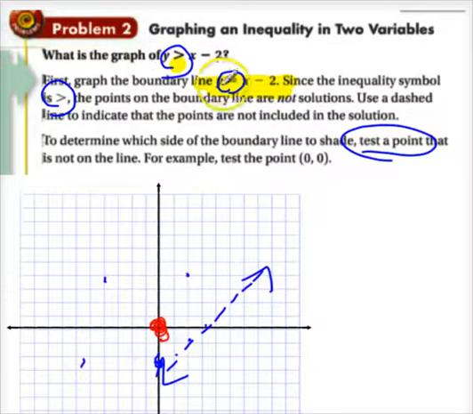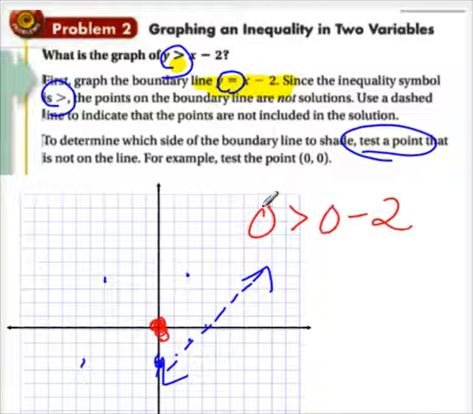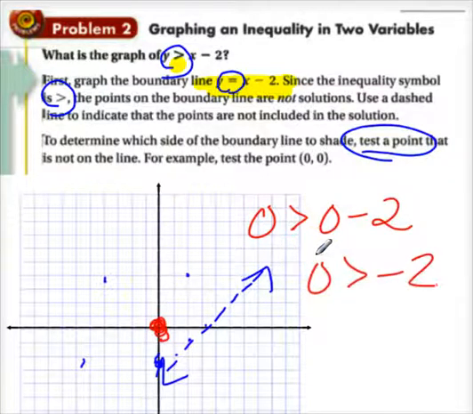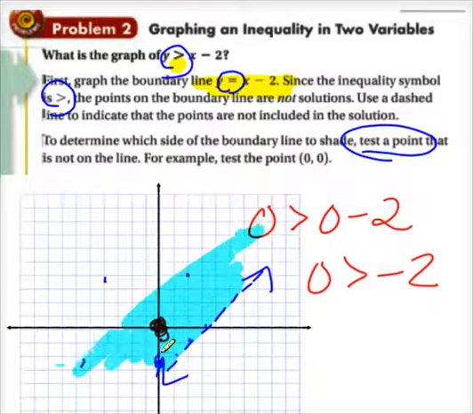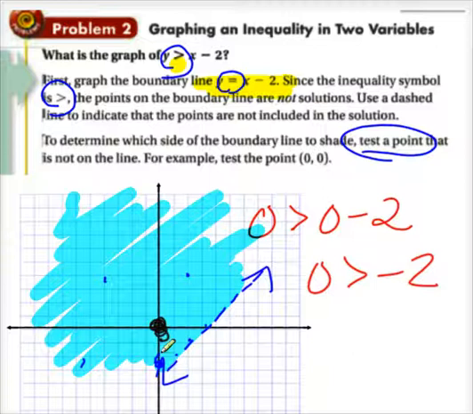So I'm going to put 0, 0 into my inequality. 0 is greater than 0 minus 2. 0 is greater than minus 2. Alright, 0 is bigger than negative 2. So that means that on my graph, wherever 0, 0, the side of the line that 0, 0 lands on, everything is a solution on the left and up side of this inequality line.